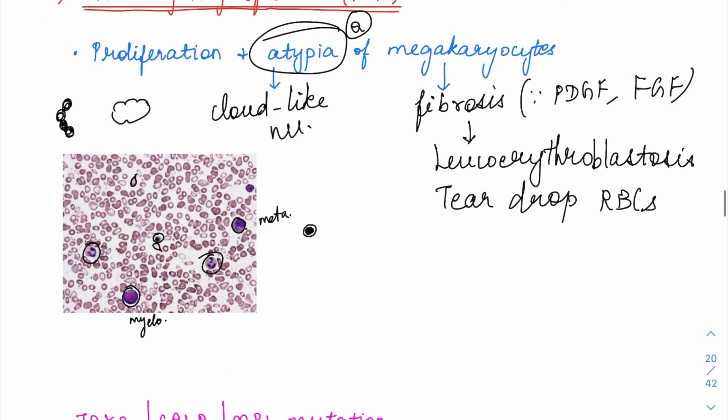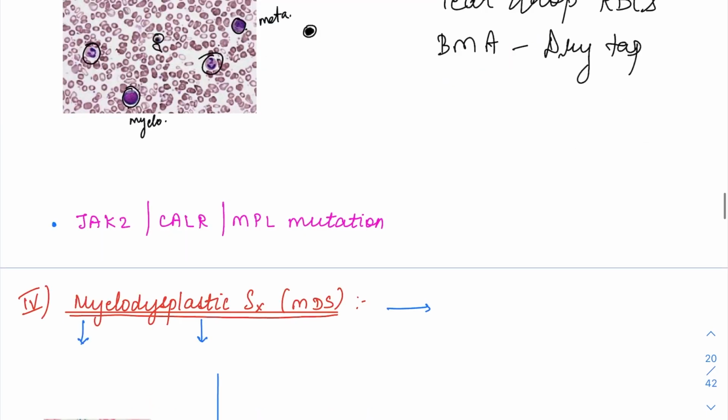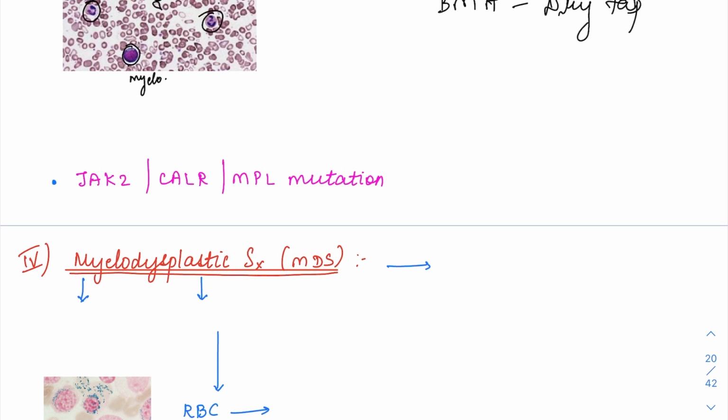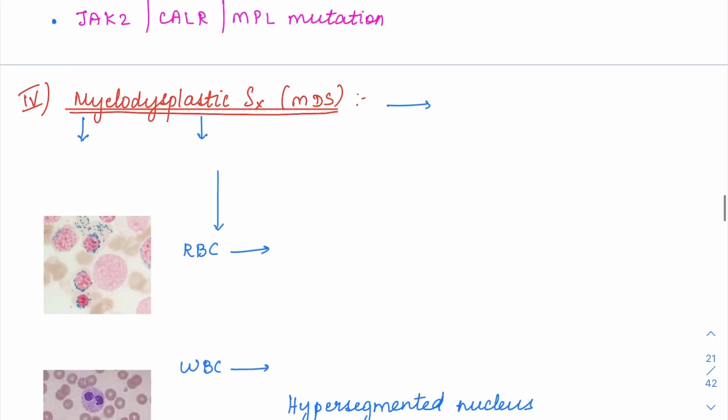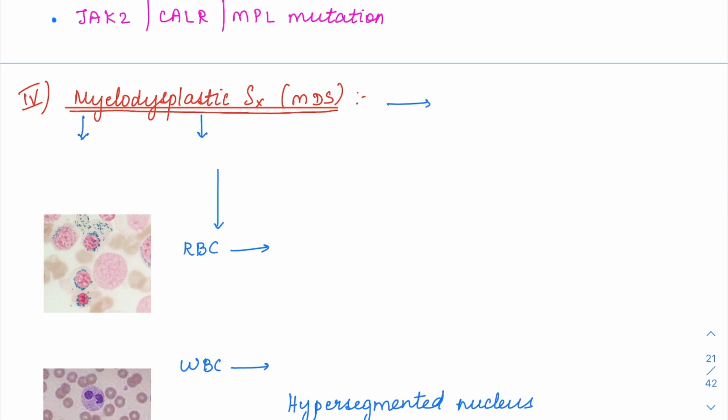And whenever there is fibrosis, obviously when you do a bone marrow aspirate, it is going to yield a dry tap. So already I told you, JAK2, CALR, and MPL mutations are common for both ET and primary myelofibrosis. So now we are done with myeloproliferative neoplasms.